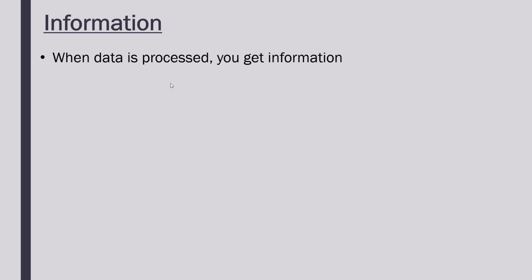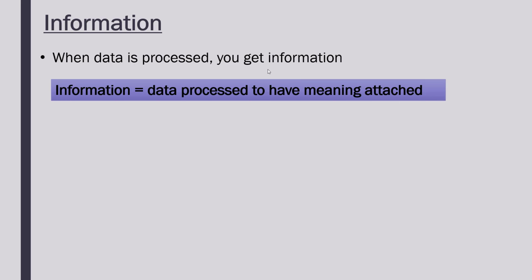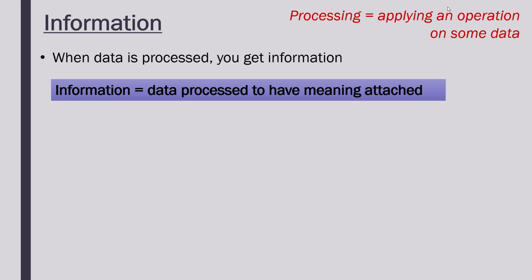So when we are processing data, we start to get information from it. So information is data which is processed. So data processed to have some meaning attached. And by processing, what we mean is really any operation which is applied to the data. So an operation could be something like addition or subtraction. It could be a series of operations like just rearranging it or adding more text next to it, adding an annotation maybe. Any kind of operation you're doing on the data is classed as processing it. And what exactly you're doing will be dependent on your purpose.